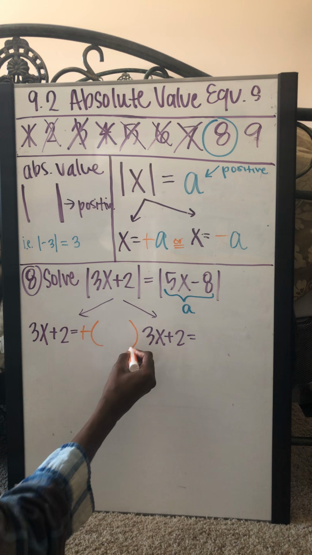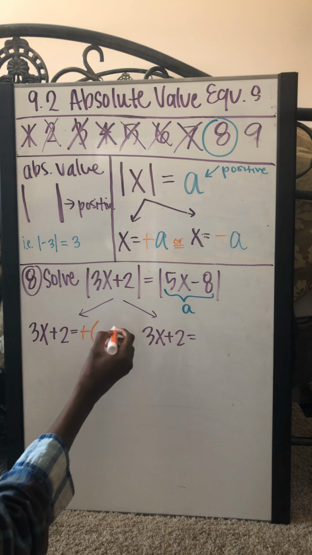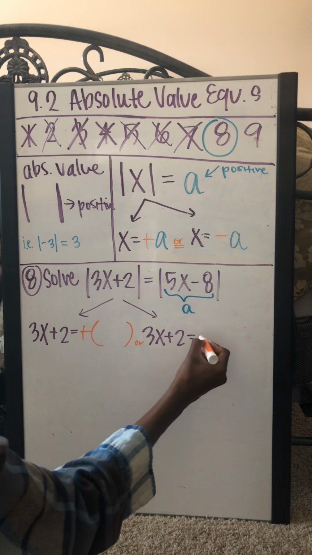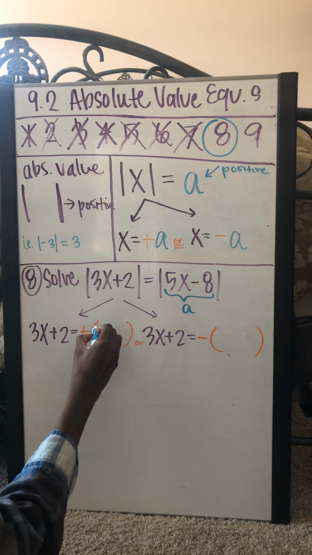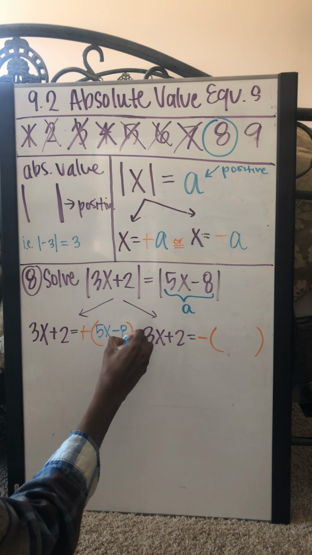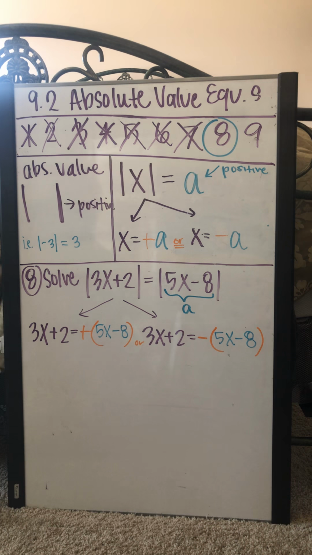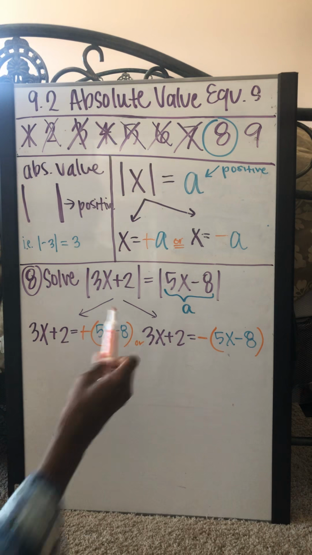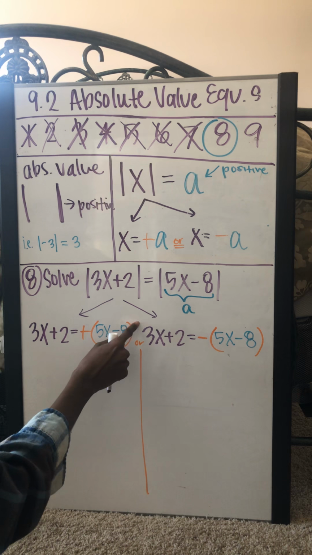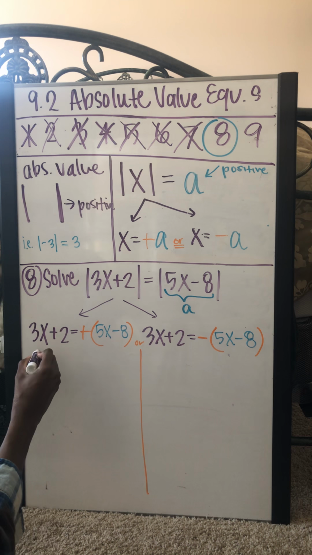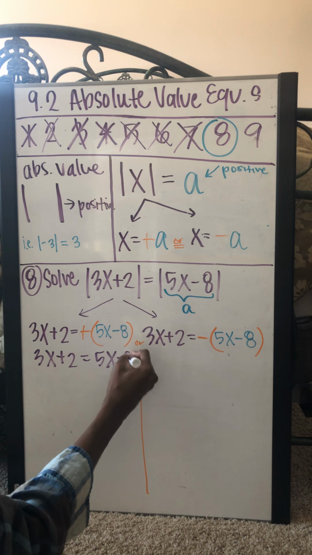Okay, remember, because we're working with multiple parts, we need to use parentheses. Or the negative of A. Okay, so our A here is 5x minus 8. 5x minus 8. Okay, so now we just solve both of these separately and see what we get for x. To get rid of parentheses, first you check the power, then you distribute. So those parentheses right here will just drop. So we have 3x plus 2 is equal to 5x minus 8.